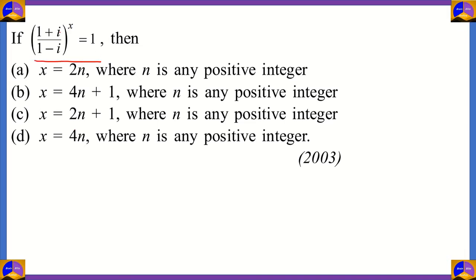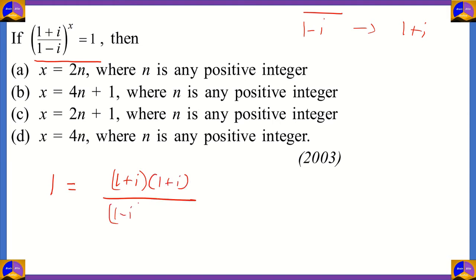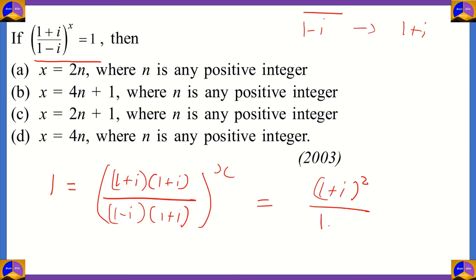So from this equation, whenever you have division with a complex number, it is important to take the conjugate of the denominator and then multiply both the numerator and the denominator by that conjugate. So over here, the denominator is 1 minus i, so the conjugate of 1 minus i is 1 plus i. So 1 will be equal to 1 plus i times 1 plus i divided by 1 minus i times 1 plus i, all of that raised to the power x. So you get 1 plus i the whole square on the numerator, and then on the denominator you will get 1 squared minus i squared, all of that raised to x.